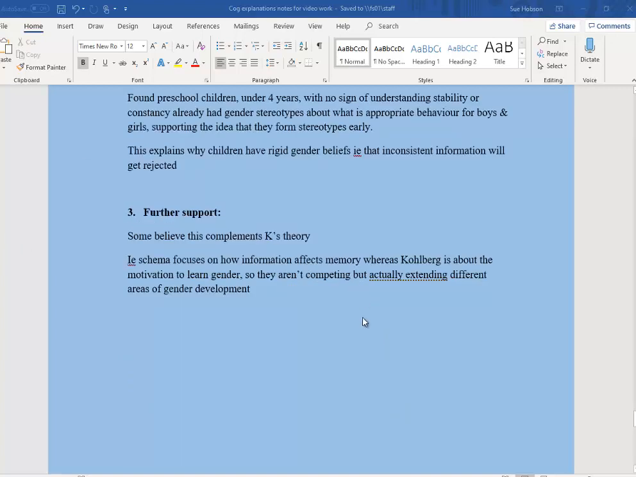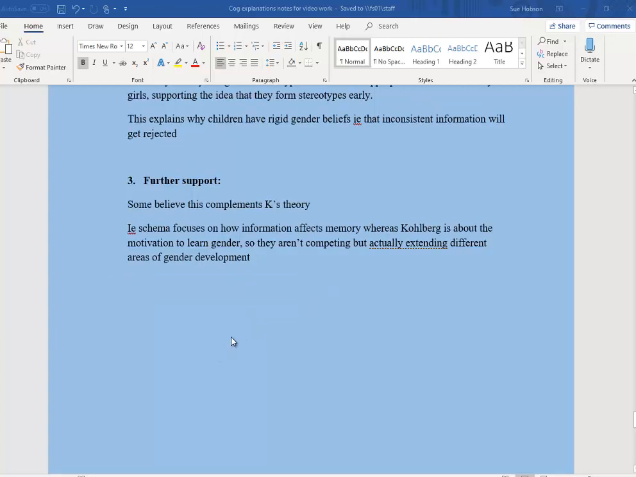We've also got further support. Some believe that this complements Kohlberg's theory. So instead of them opposing each other, schema focuses on how information affects memory, whereas Kohlberg is about the motivation to learn gender. So they're not competing, they're actually extending, just different areas of gender development. So some would argue that schema theory is really an extension of Kohlberg's.